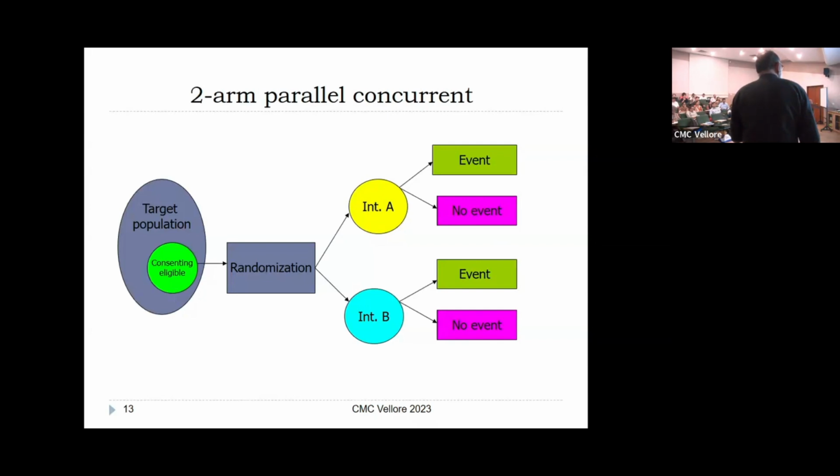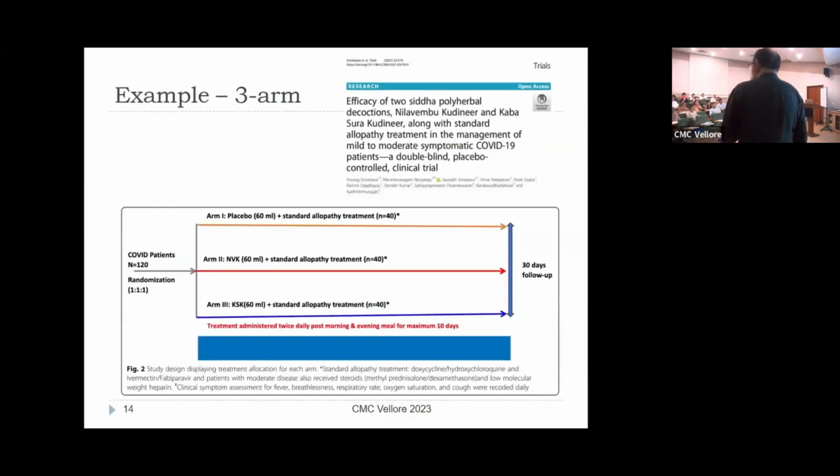But because we're dealing with humans, you have to go through this consent process. They're volunteering. You can't get people that say you're randomized, so now you have to do this. You have to get them to consent. And we follow people, intervention A and B, until you get your event of interest or your variable of interest. This is the basic design of almost every trial. So the two-arm parallel design done concurrently is that. Sometimes we do 3 arms.